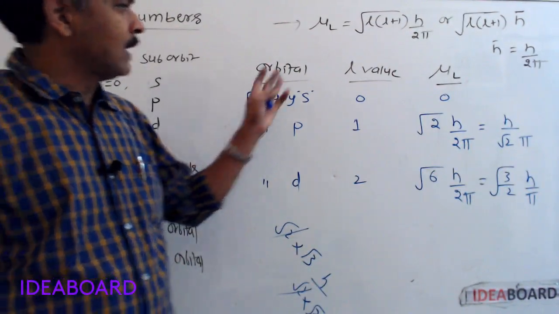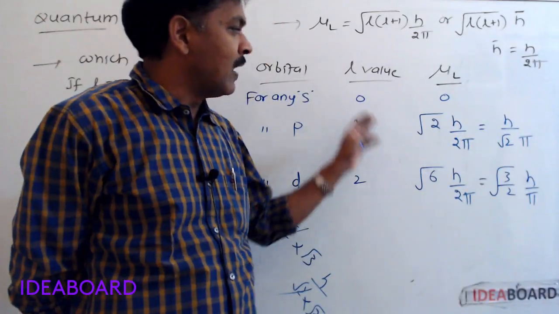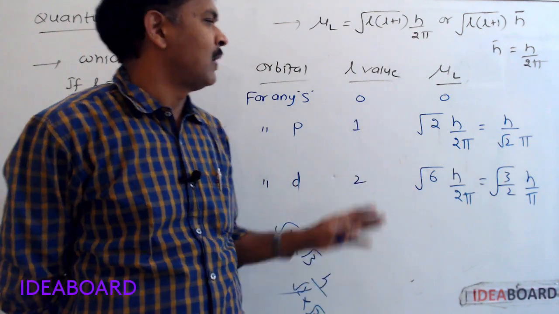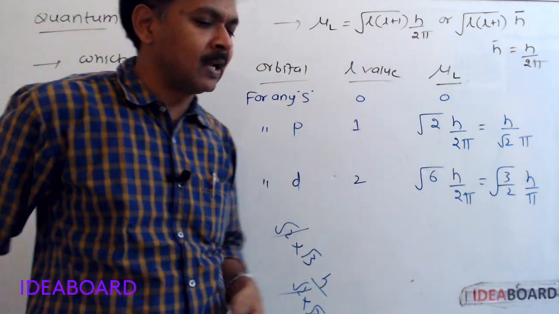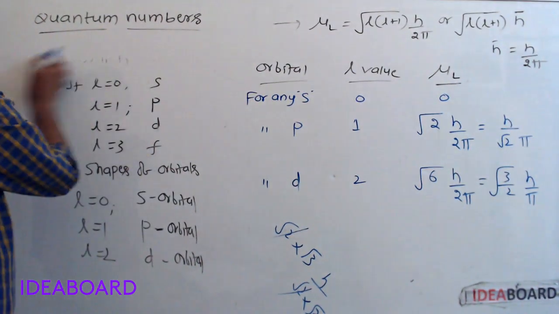So by using L value, we can calculate orbital angular momentum, or angular momentum of an electron in an orbital. Next, the third one.